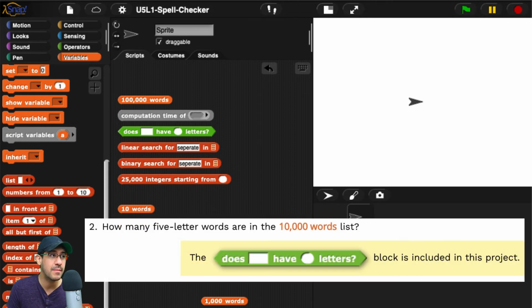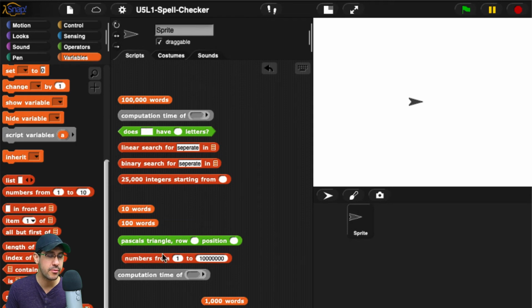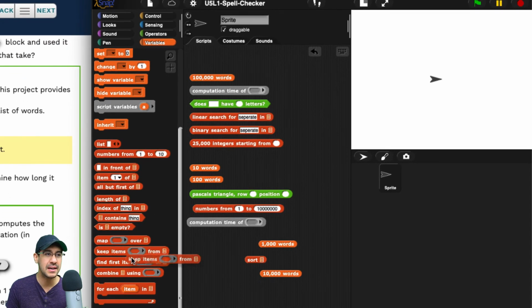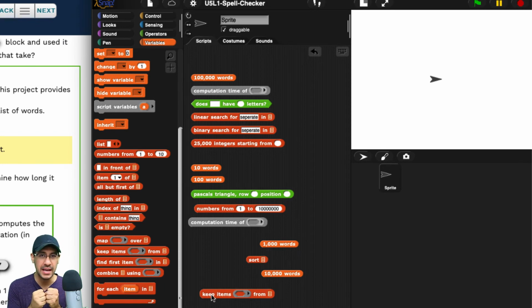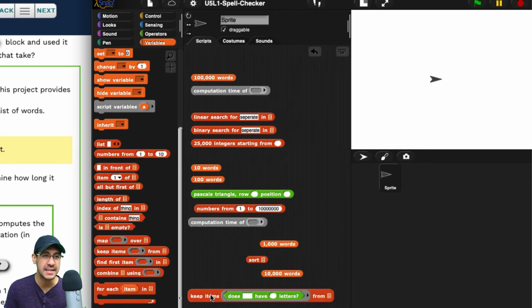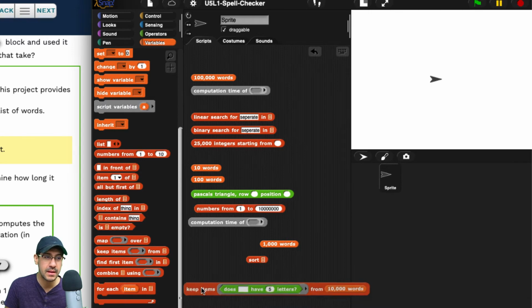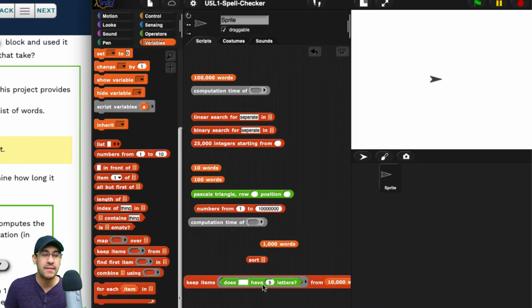For number two, it says, how many five-letter words are in the 10,000 words list? So what we're going to do is look through. Maybe we could use this keep items block. We're going to keep any items that have five letters, right? Is that what we're looking for? Five-letter words, yep. So we can use this conditional and check to see if the word we're looking at from the list of 10,000 words has five letters. I'll leave this input blank, and we're going to keep any of those words if that happens to be the case.